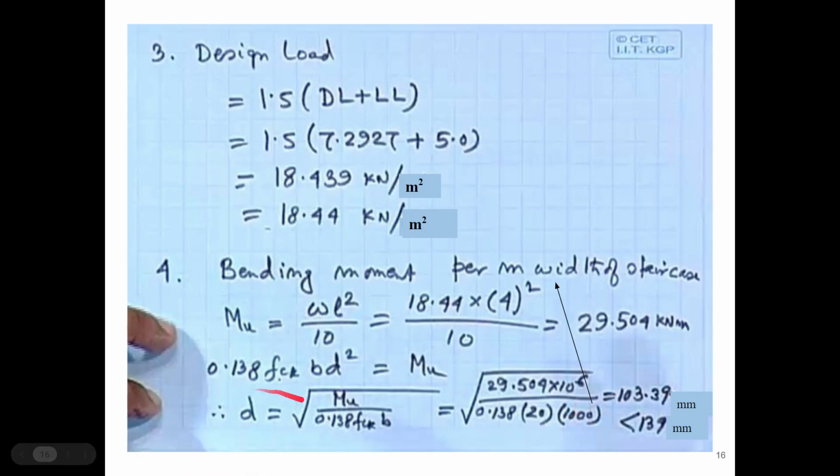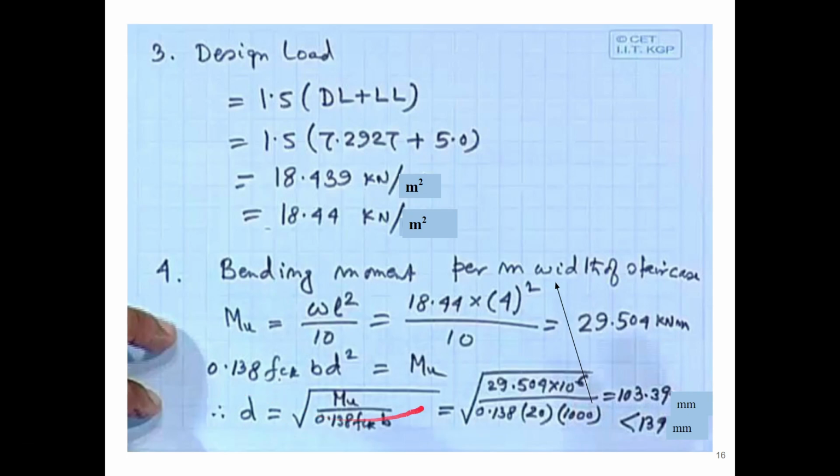Using this limiting moment condition, which we have studied from the first, second class itself, the limiting moment value is nothing but 0.138 fck bd square equal to Mu, for Fe415 grade of steel. For Fe500 it is 0.133, and for Fe250 it is 0.149.